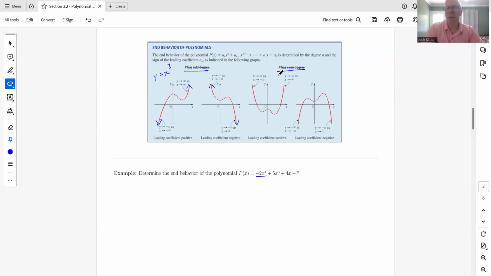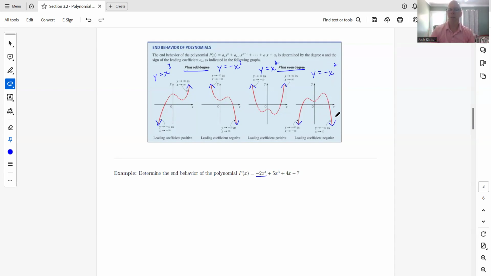With the even degrees, if the leading coefficient is positive, back to this, and this one looked like y equals negative x cubed. For this one, we could use y equals x squared. In this case, both sides are going up to infinity. So as x goes to negative infinity or as x goes to positive infinity, both sides are going to infinity on the y part. And then when the leading coefficient is negative, like negative x squared, it's upside down, and they're both going to negative infinity.